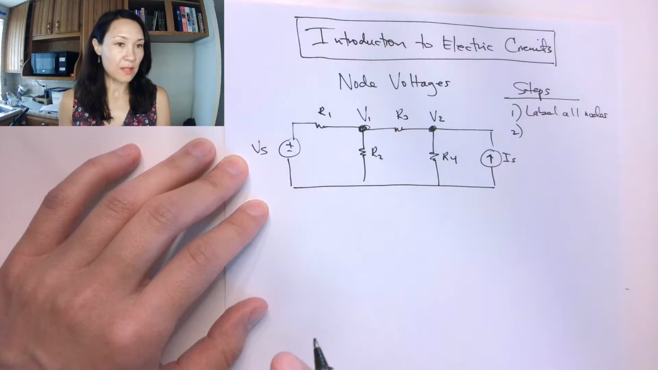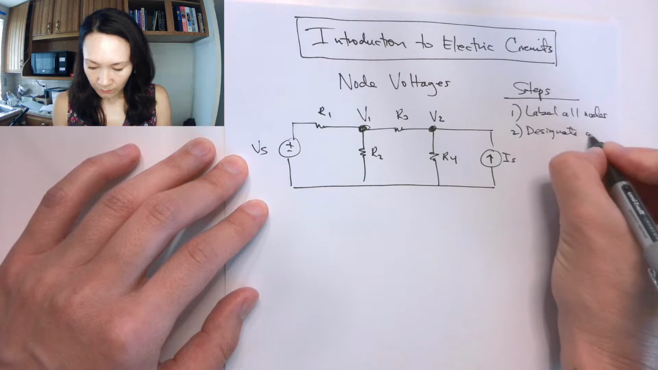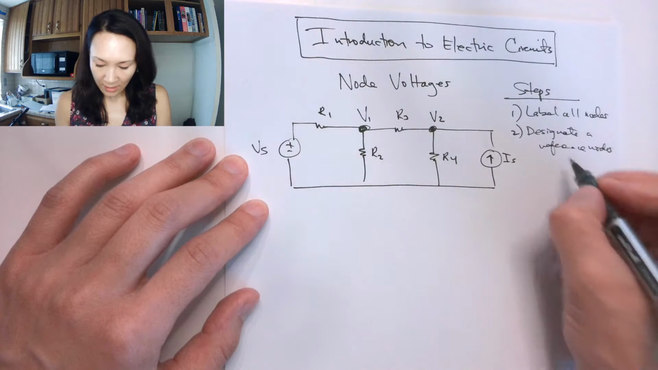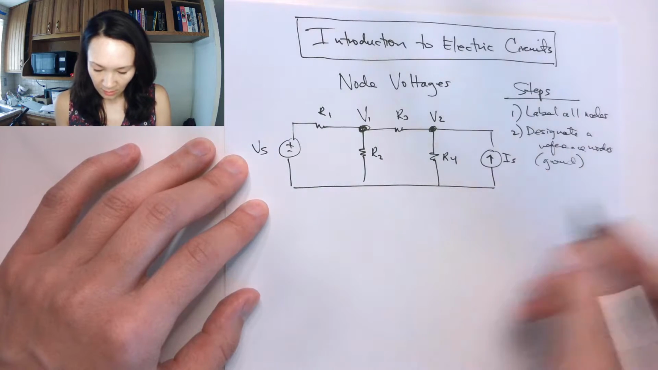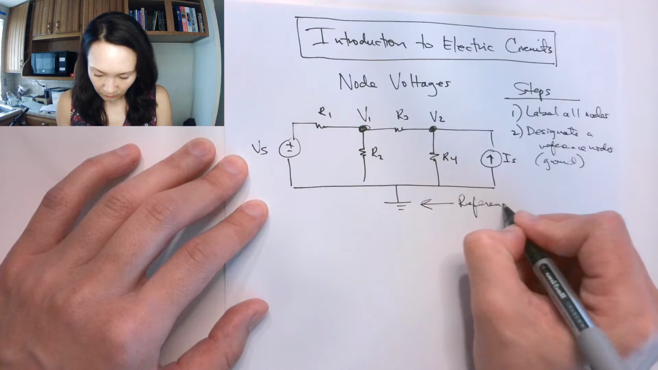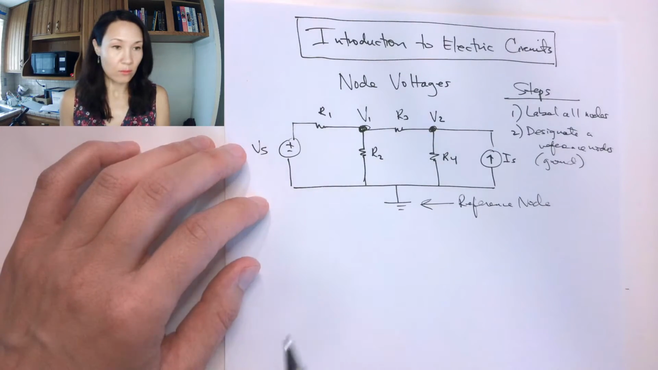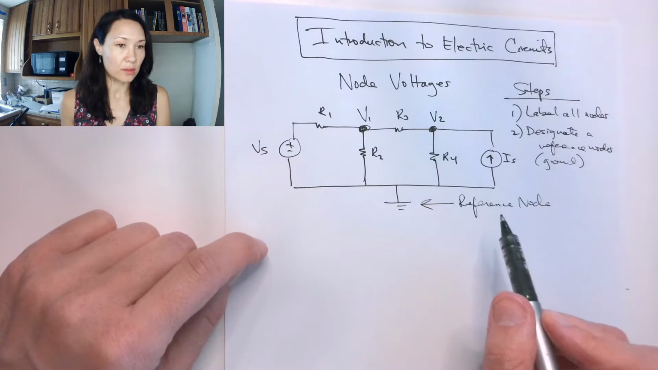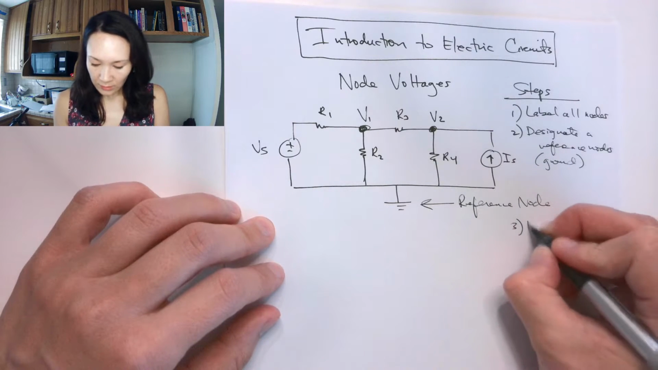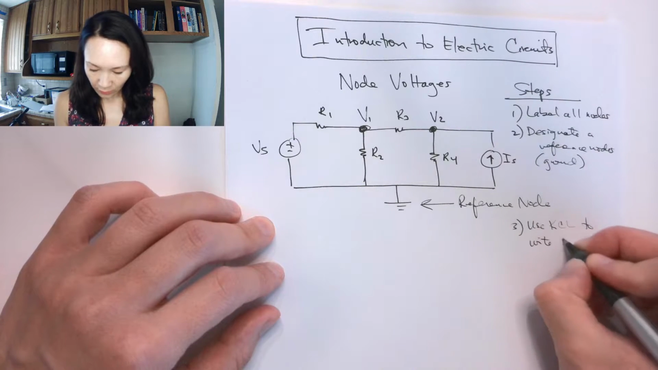Now the next step is we need to designate a reference node. The reference node is almost always ground, so I'll put that in parentheses here. So if we make this be our reference node, that means that we're going to be writing all of our node voltage equations with respect to this reference node, and I'll show you how that works. Now the third step is we're going to use KCL to write current equations.